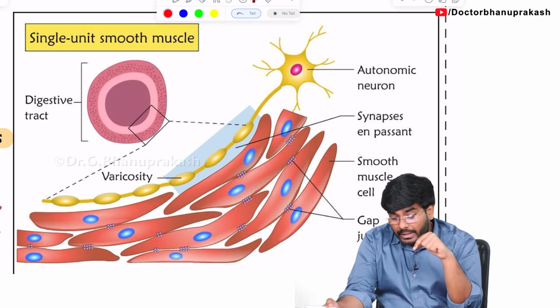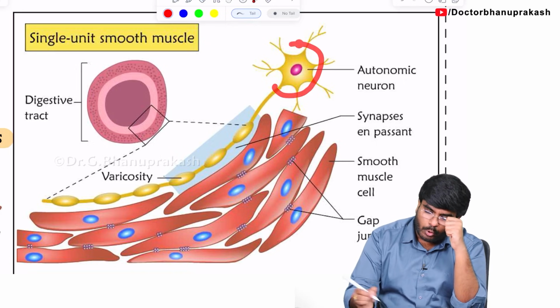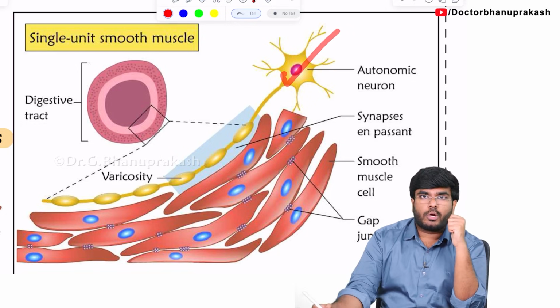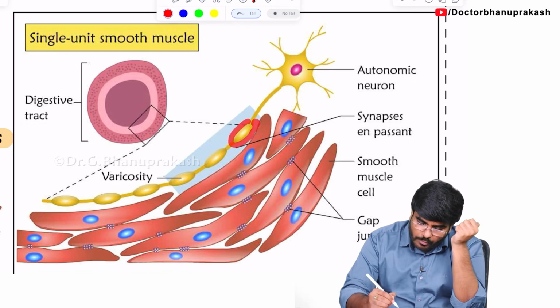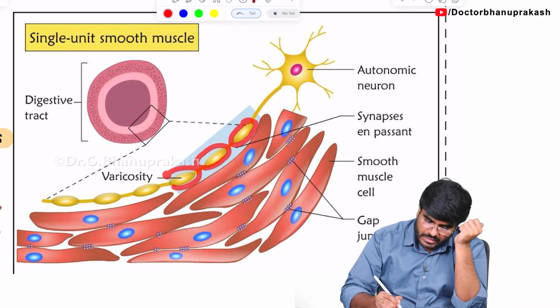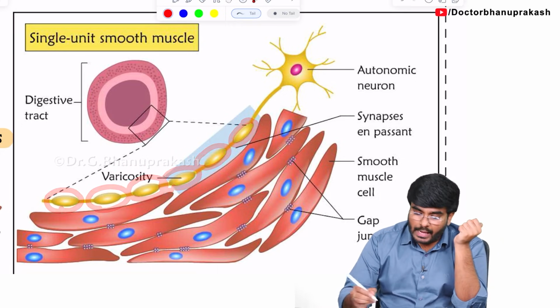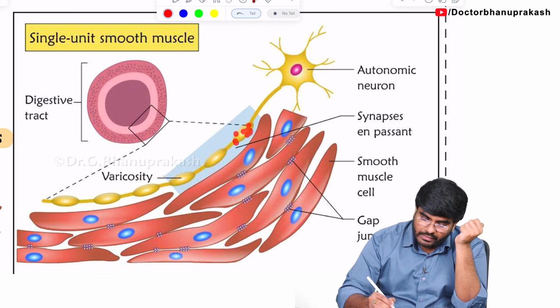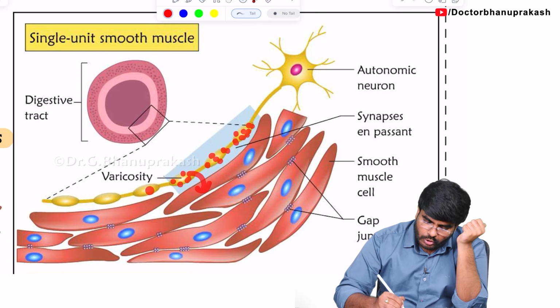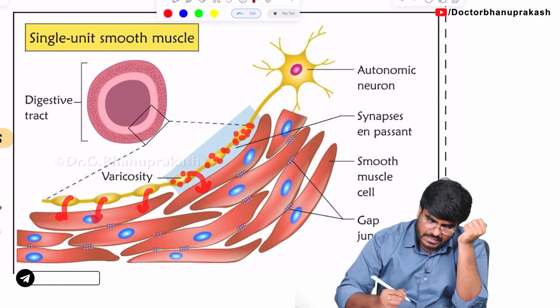But look at the smooth muscle. Here is the autonomic motor neuron. This autonomic motor neuron is forming these bulges. What are these bulges called? These are called varicosities. And inside these varicosities, we have the neurotransmitter. The neurotransmitter is going to cause the depolarization of these muscles.